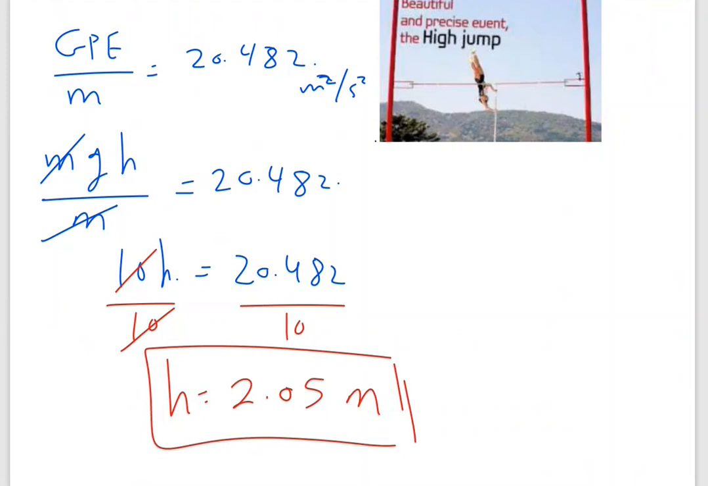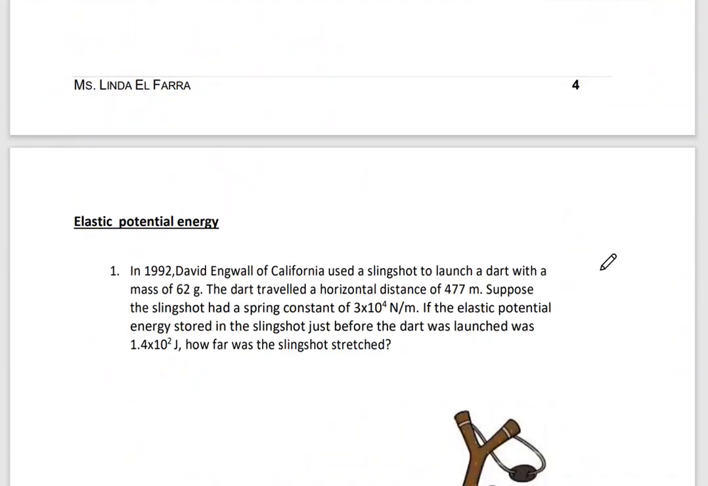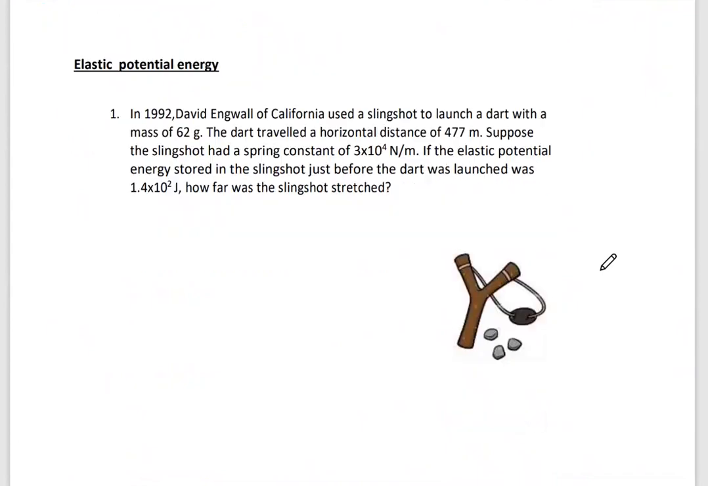Okay. Now we're done with the gravitational potential energy. We'll go to elastic potential energy. Now, what is the elastic potential energy? Elastic potential energy is the energy stored in any compressed or stretched object, such as a spring or bungee rope, anything that I can stretch or compress.